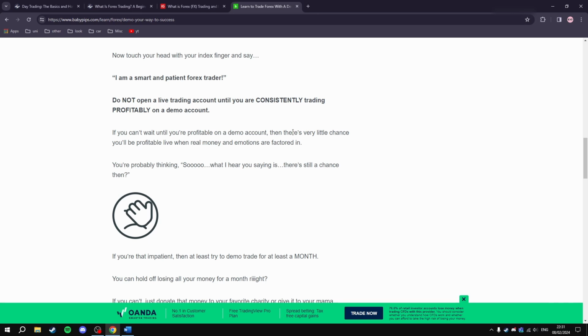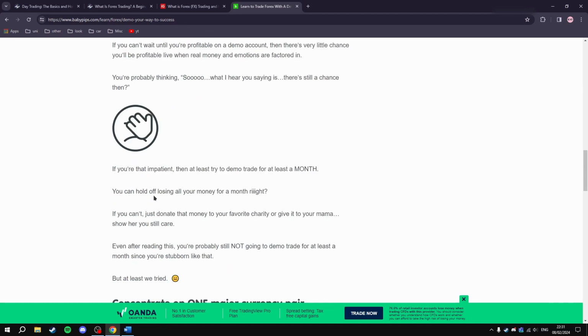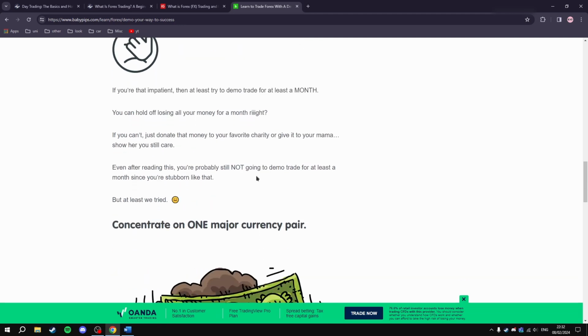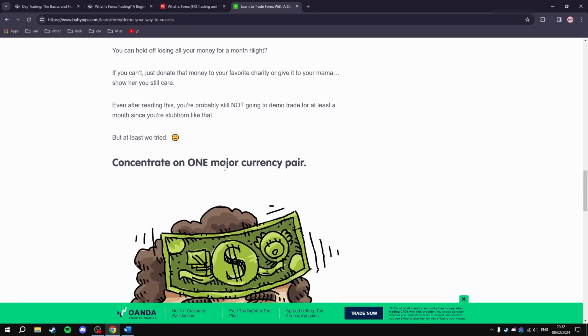If you can't wait until you're profitable on a demo account, then there's very little chance you'll be profitable live when real money emotions are factored in. You're probably thinking, so what I hear you saying is there still a chance then? Facepalm. If you're that impatient, then at least try to demo trade for at least a month. You can hold off losing all your money for a month, right? If you can't, just donate the money to your favourite charity or give it to your mama. Show her that you still care. Even after reading this, you're probably still not going to demo trade for at least a month since you're stubborn like that. But at least we tried.